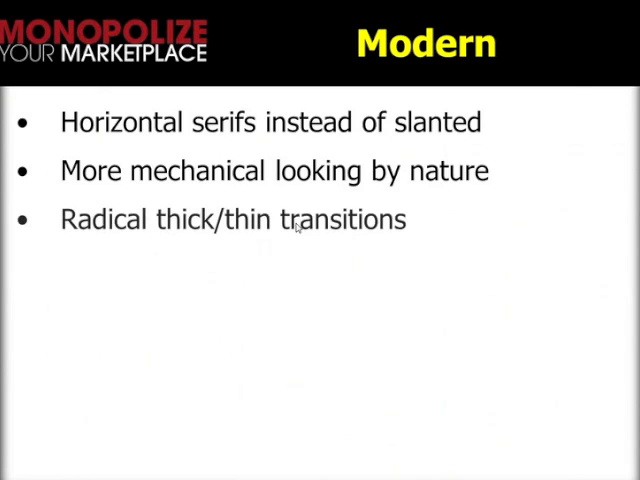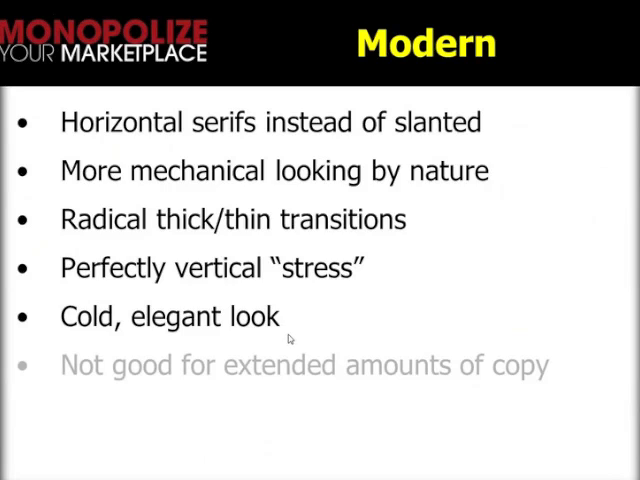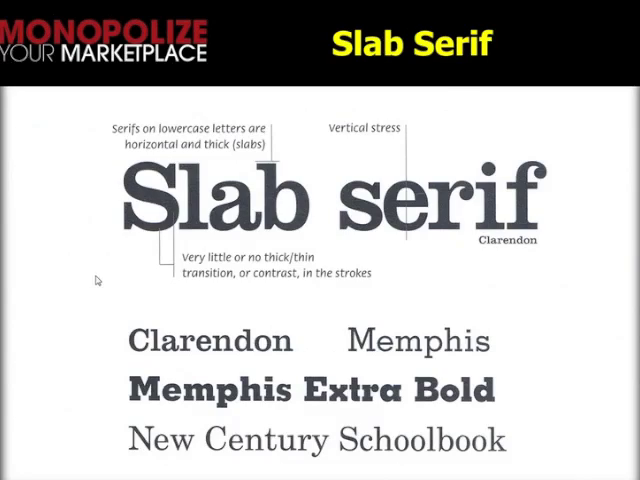Horizontal, like I just said, mechanical looking, radical thick and thin transitions, perfectly vertical stresses, cold, elegant look, modern, right? Just think about modern furniture. Not good for extended amounts of copy. Too hard to read. But if you want a good striking appearance, especially when it's set large, that's going to do the thing. Okay, slab serif.